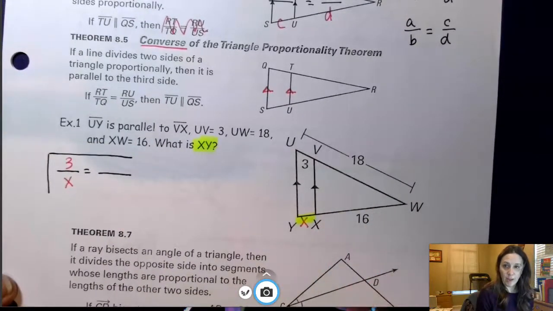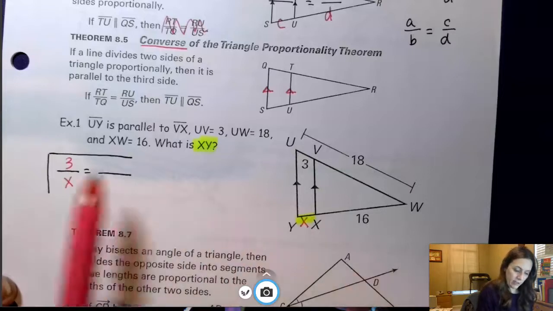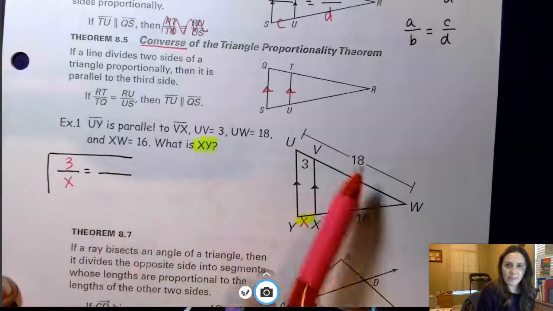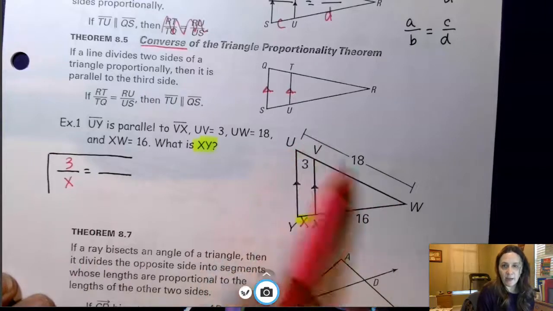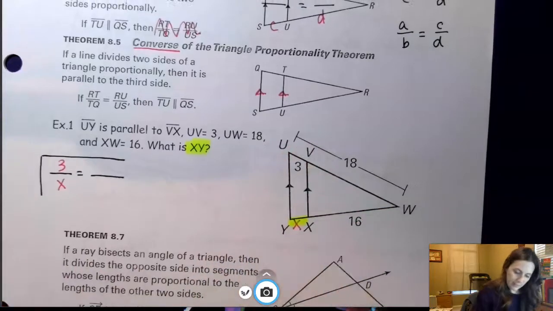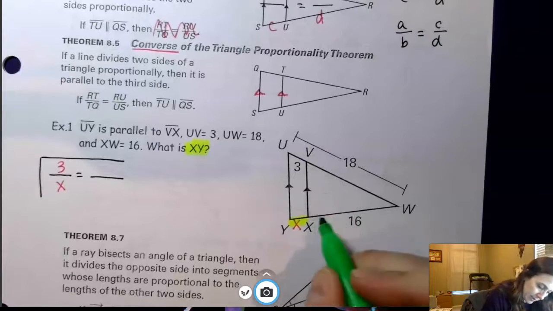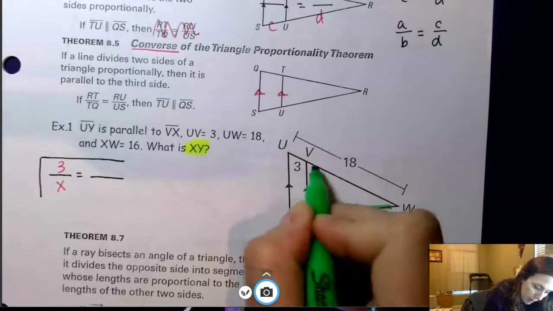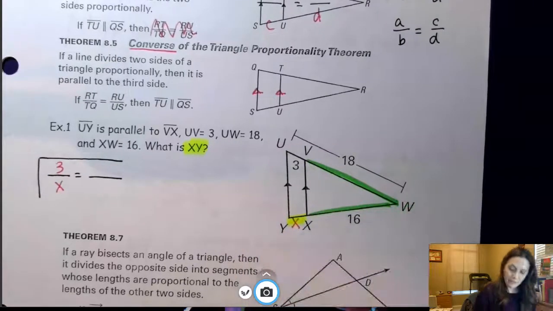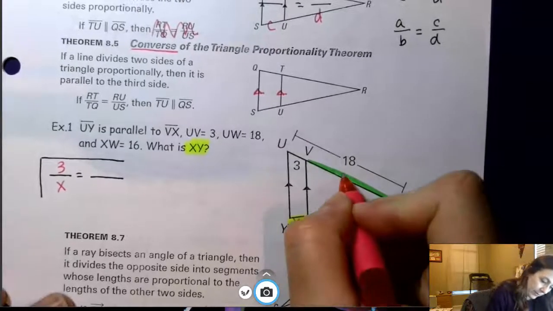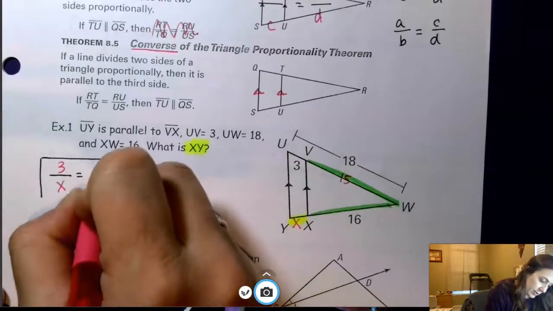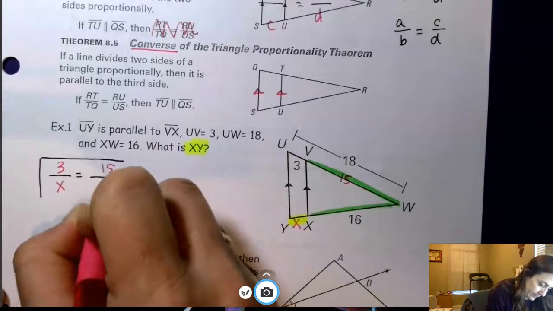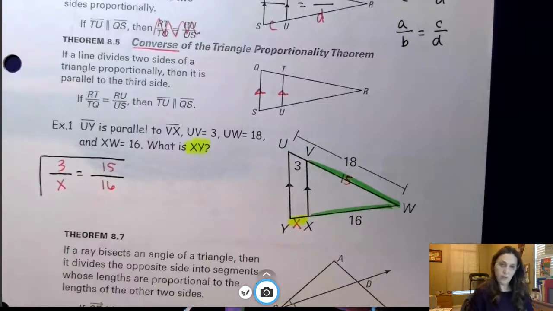Now if you guys were working ahead, the most common mistake is that we're going to use the 18 here. And it's not the 18, the 18 is the entire length, and down here, the 16 is just the part of it. So all we need is this part. You're going to have to subtract. This length will be 15. So we should use 15 and 16. Okay, so that's basically how I would set this up.